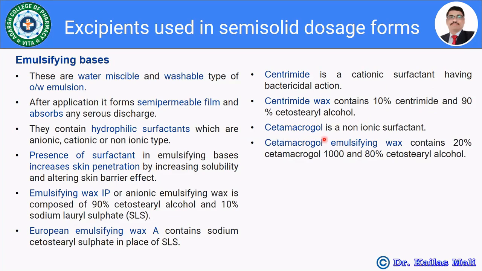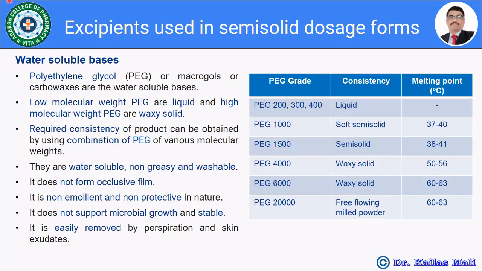Then cetomacrogol is a non-ionic surfactant. Cetomacrogol emulsifying wax contains 20% cetomacrogol 1000 and 80% cetostearyl alcohol. So this is about the emulsifying bases. Let us move towards the water soluble bases.